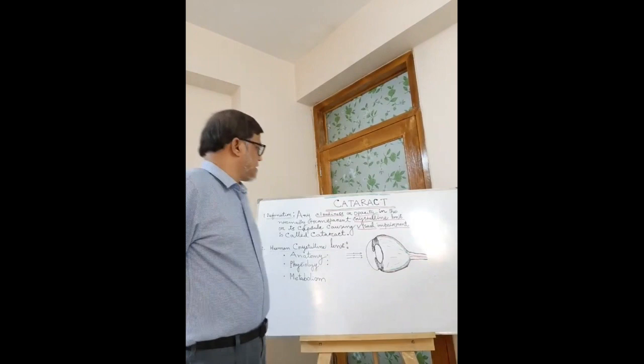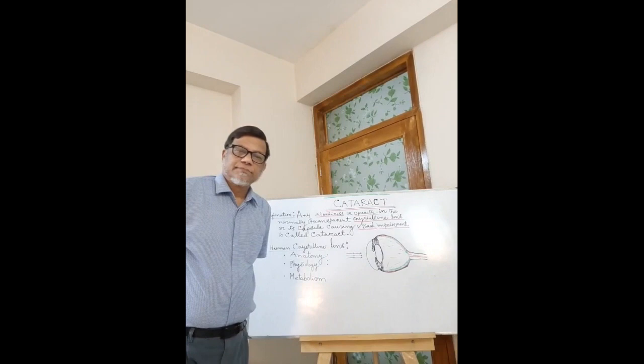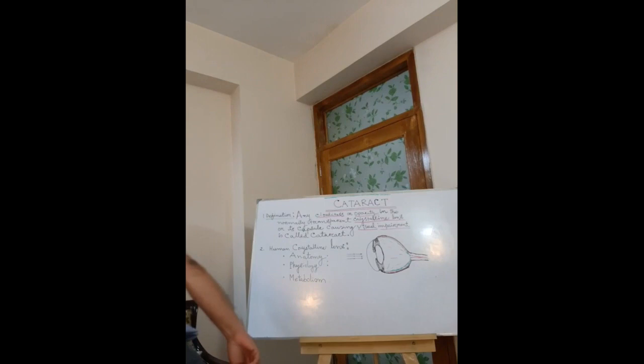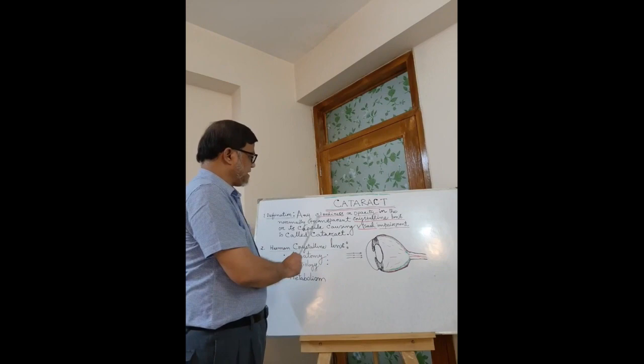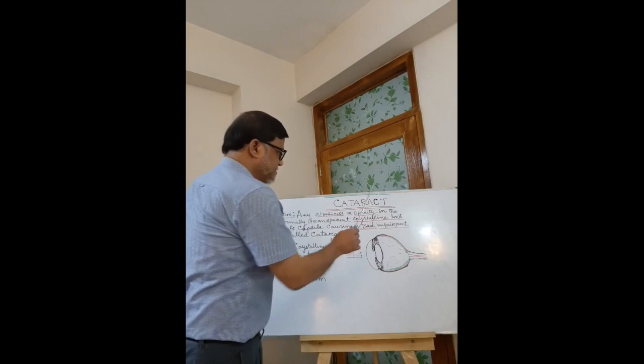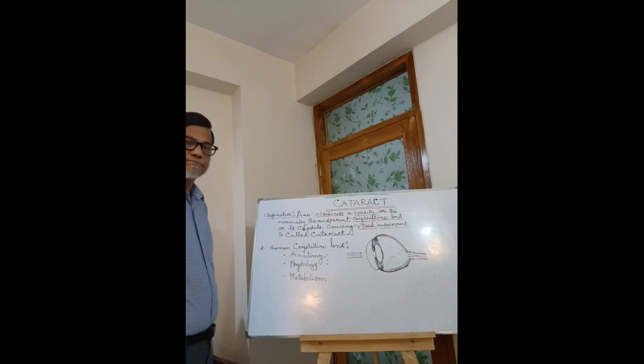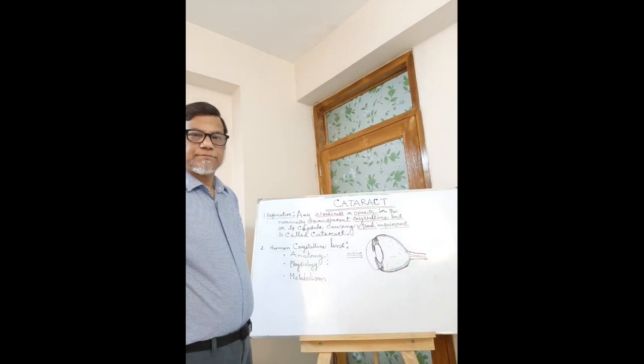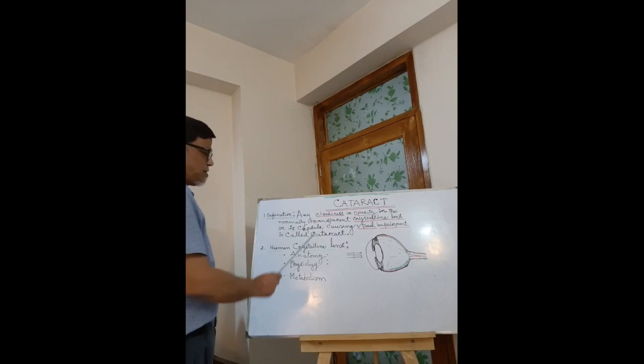You see, the definition of cataract is any cloudiness or opacity in the normally transparent crystalline lens or its capsule, causing visual impairment, is called cataract.